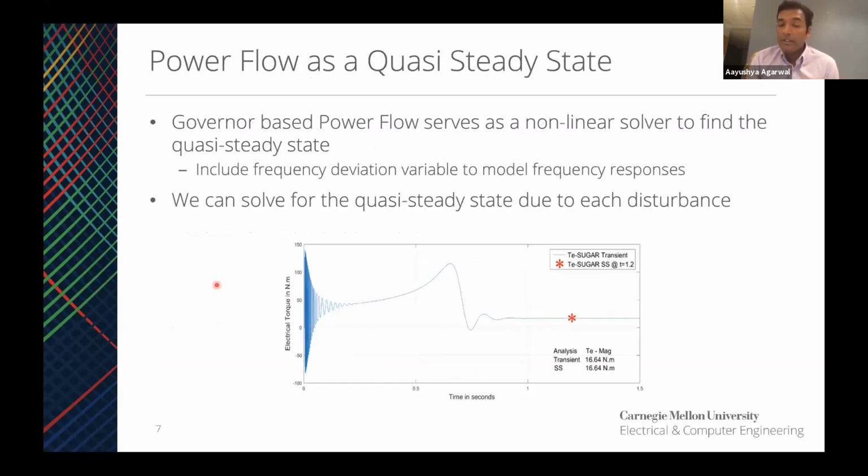Power flow is actually a very powerful tool that is able to solve these nonlinear equations. And more importantly, governor-based power flow includes things like a frequency deviation to model these frequency responses to better model the quasi-steady state. So we're going to use a governor-based power flow to solve for a quasi-steady state for a specific time window. And we can see here an example of a quasi-steady state solver, SUGAR, as we call it.